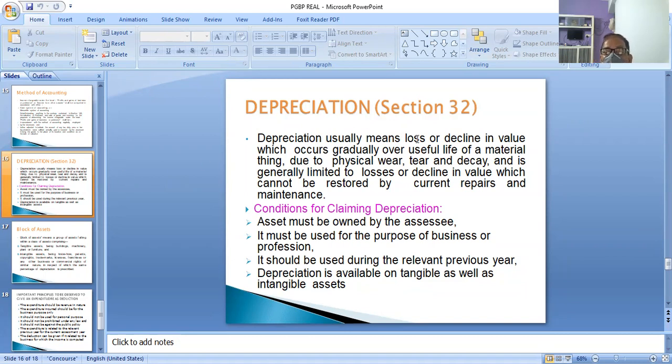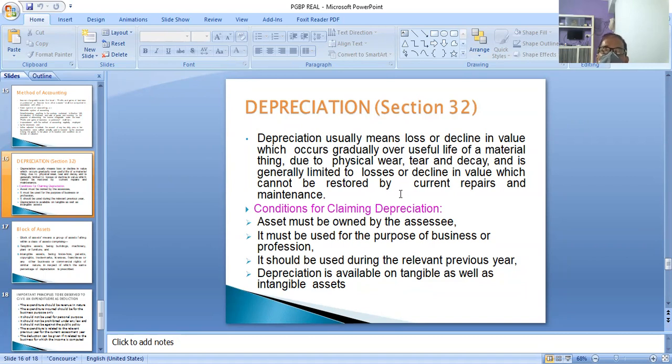Depreciation means loss or decline in value which occurs gradually over the useful life of a material thing due to physical wear and tear and decay, and is generally limited to losses or decline in value that cannot be restored by current repairs and maintenance. Now, what are the conditions for claiming depreciation?